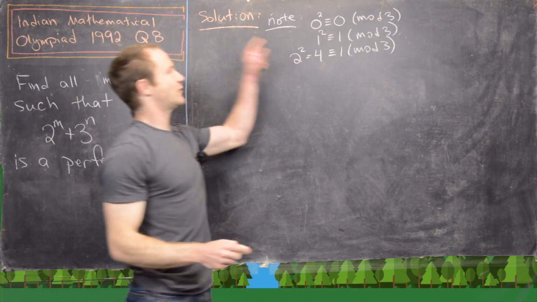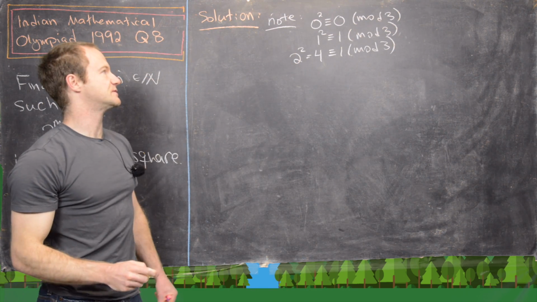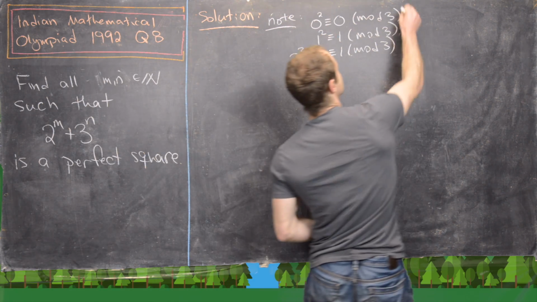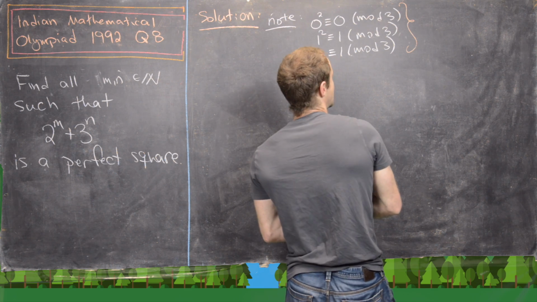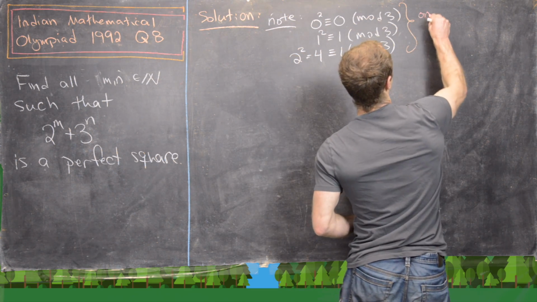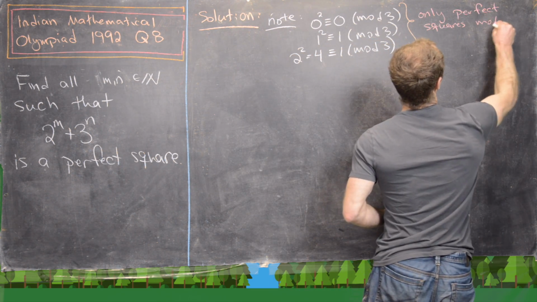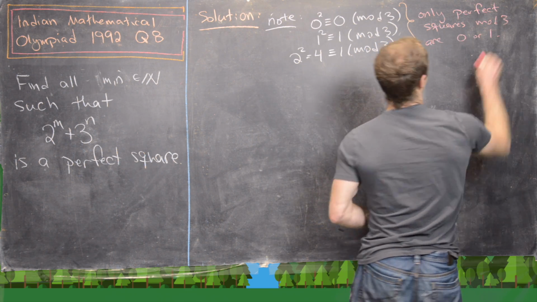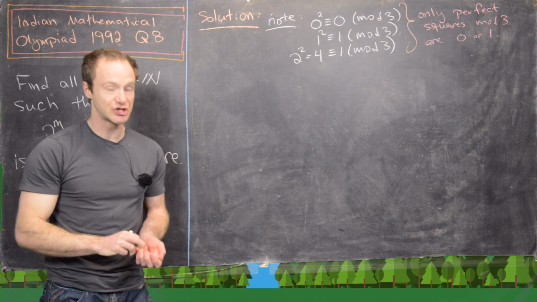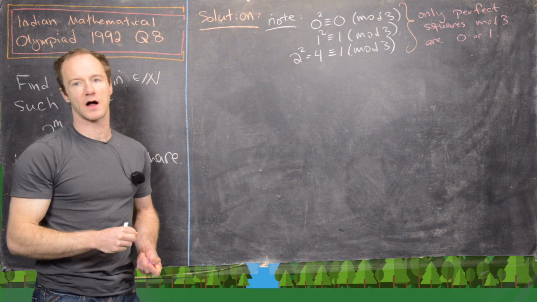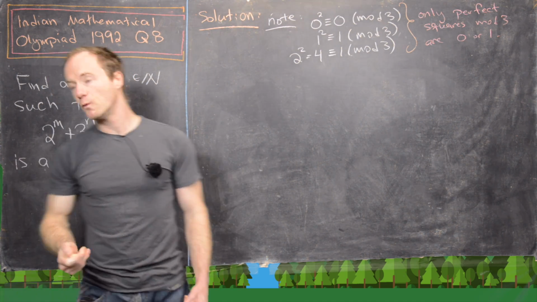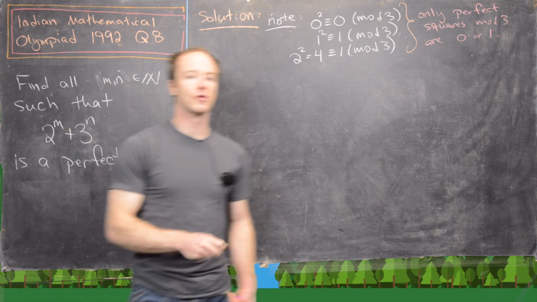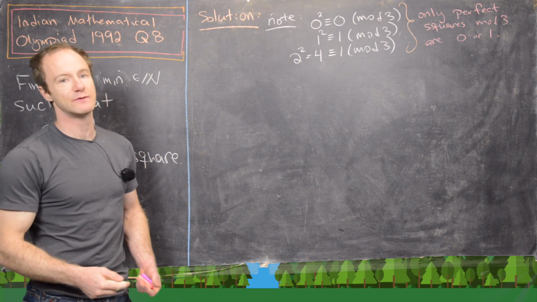So notice, if we square all of the residues modulo 3, we only end up with 0 or 1. So what that tells us is that the only perfect squares mod 3 are 0 or 1. So it's impossible for 2 to be a perfect square mod 3. Great. Now what we want to do is take the condition that this is a perfect square, reduce it modulo 3, and see what we get.